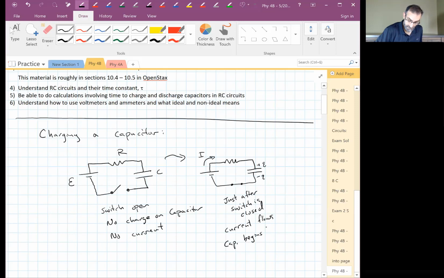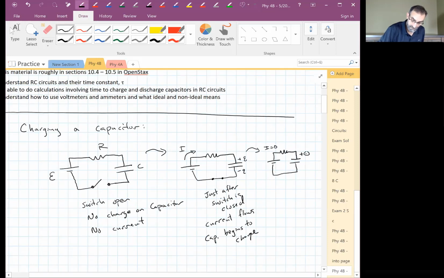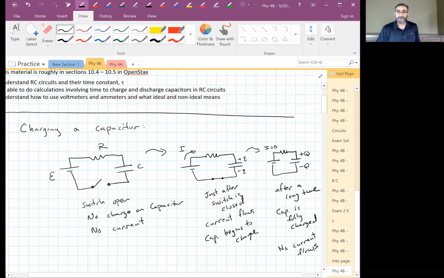Capacitor begins to charge. And then a little while later, what happens? The capacitor is charged. This is, I'll say, after a long time. Okay. So we were interested in this brief time here in the middle, right? What's happening at this brief time in the middle when current is flowing and the capacitor is charging?